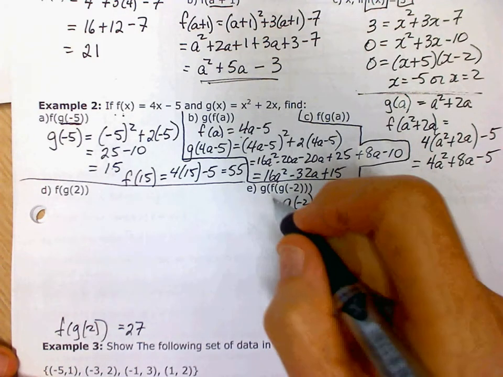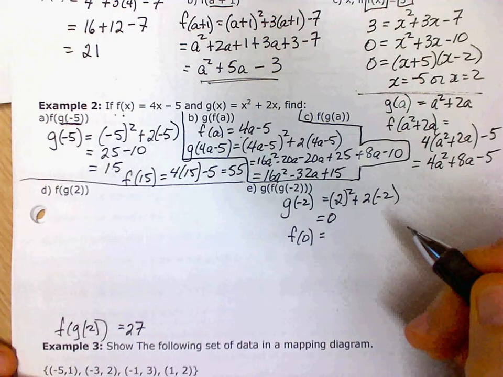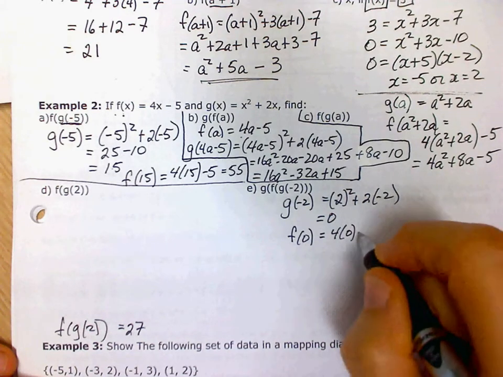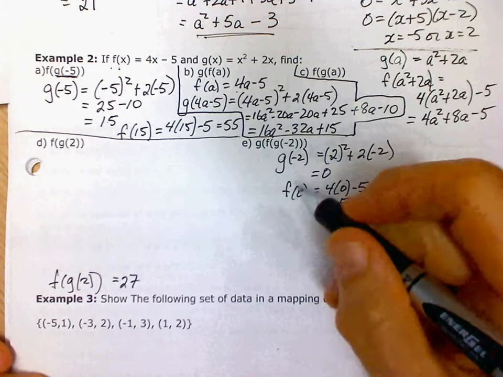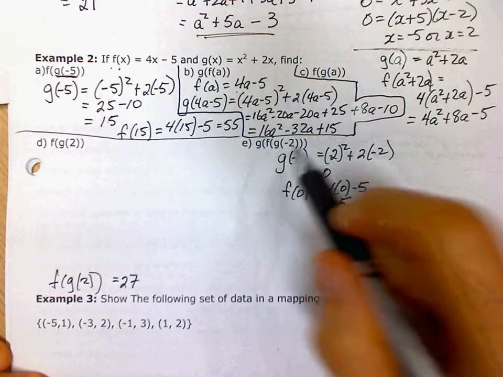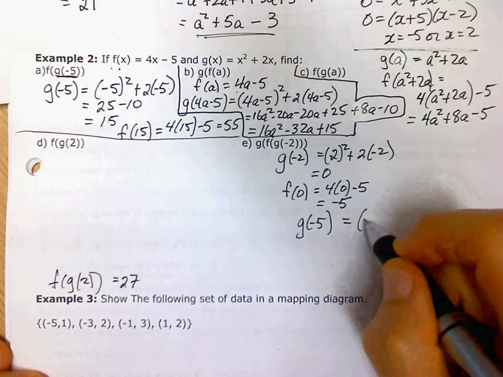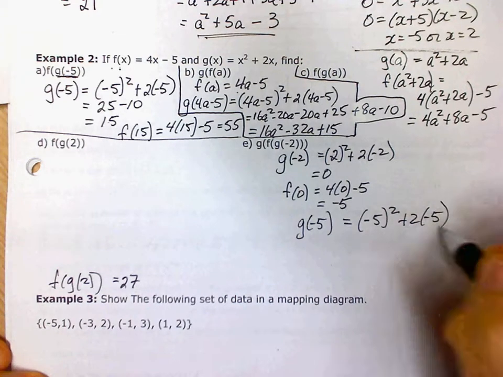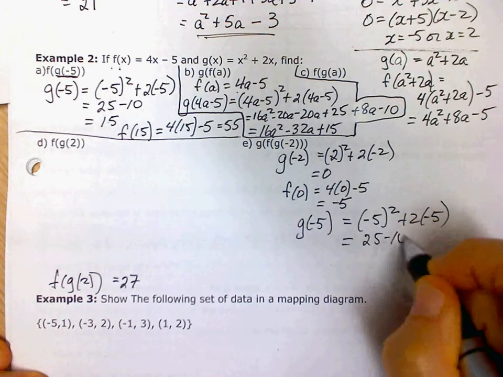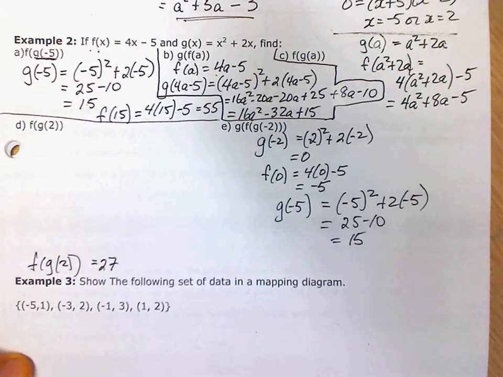Then we're going to go to the next one and find f of 0, which equals 4 times 0 minus 5, equals -5. And then we're going to find g of -5, which is (-5) squared plus 2 times -5. That's 25 minus 10, which equals 15. Good.